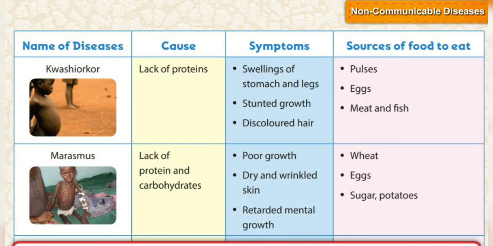Kwashiorkor: lack of proteins; swelling of stomach and legs, stunted growth, discolored hair; prevented by pulses, eggs, meat and fish. Marasmus: lack of protein and carbohydrates; poor growth, dry and wrinkled skin, retarded mental growth; prevented by wheat, eggs, sugar, potatoes.